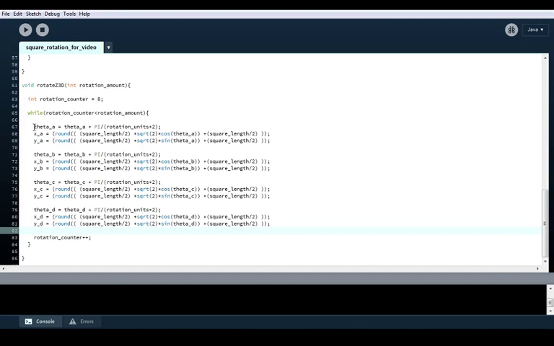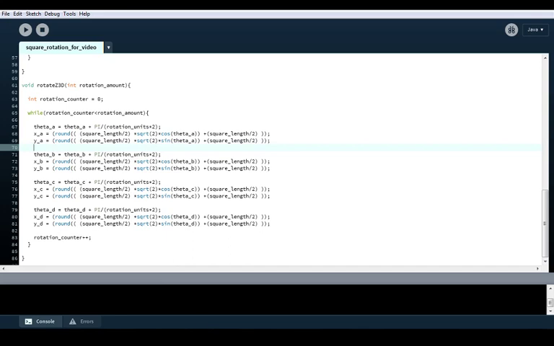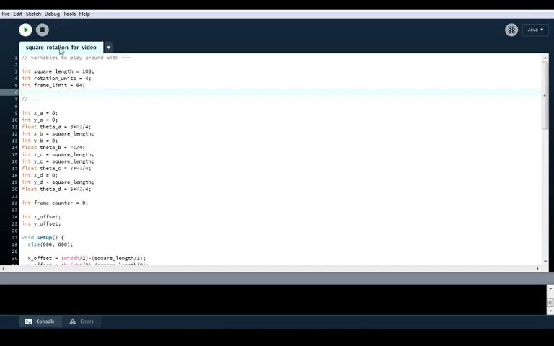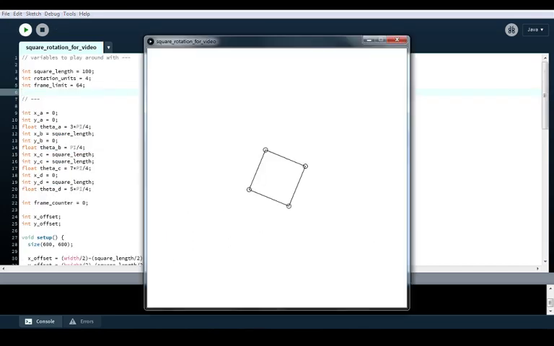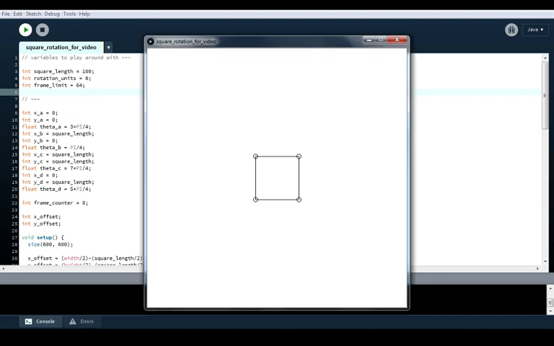So it uses this equation, which I got some help with, but I did get it to work with rotation units. So here it is rotating with 4 rotation units. And here it is rotating with 8 rotation units.